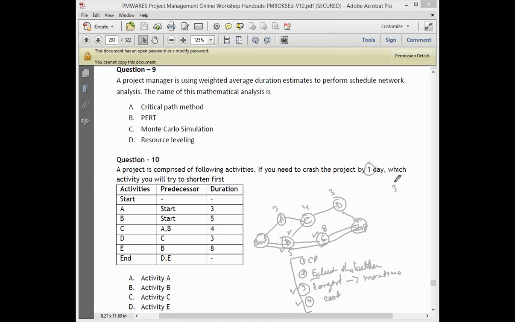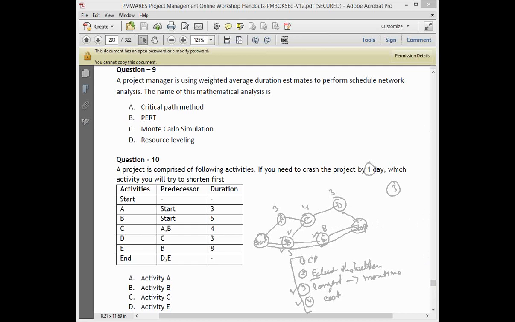If it is 3 days you need, then D is the right answer. Last option is the right answer in that case. If cost is the factor, then we have to consider cost, where the minimum cost is going, right? So it is B.